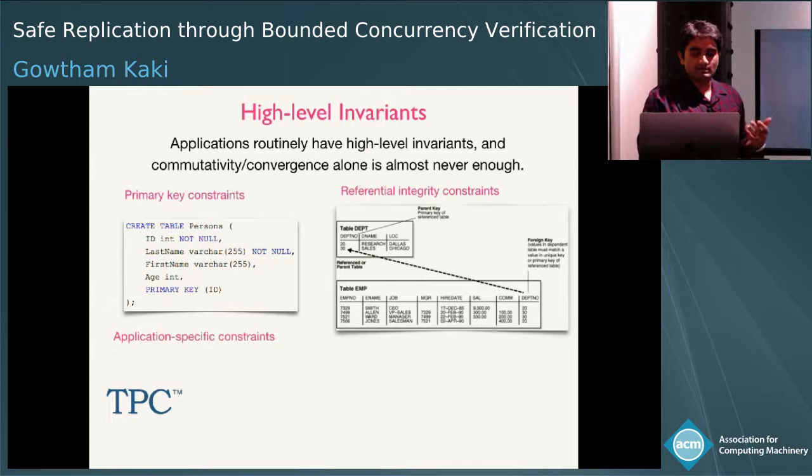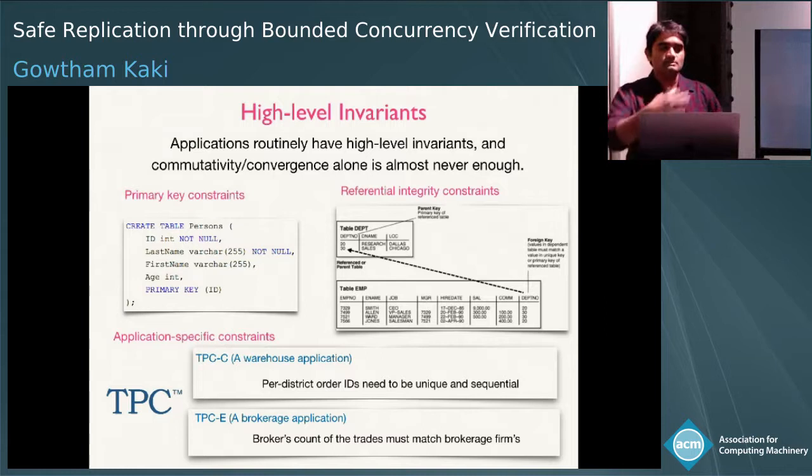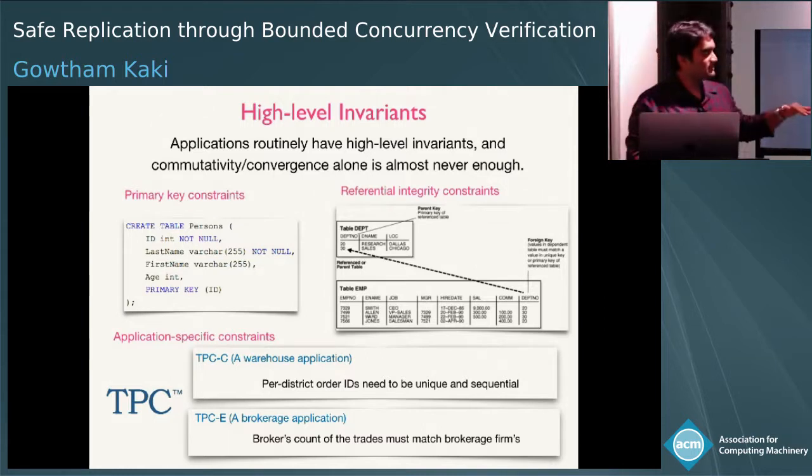Or in the context of more involved applications, such as the applications defined by TPC, which is a standard database benchmark. So we have TPC-C, which is a warehouse application, which requires per-district order IDs to be unique and sequential, and TPC-E, which is a brokerage application, which requires the brokerage count of the trades to match the brokerage firm's tally of the trades. So the takeaway is that high-level invariants are pretty common among applications, and they can be violated even when the state converges.